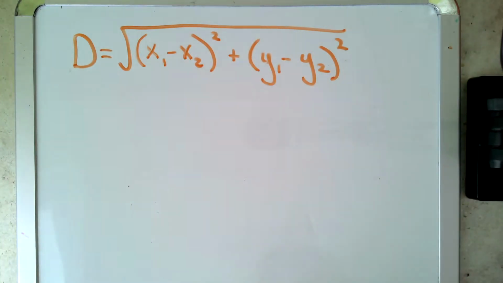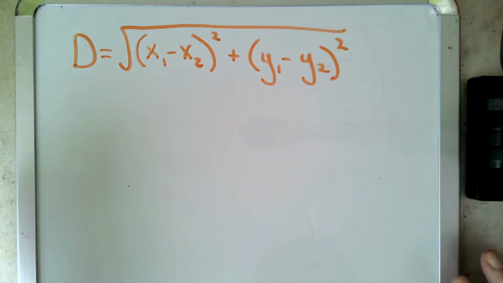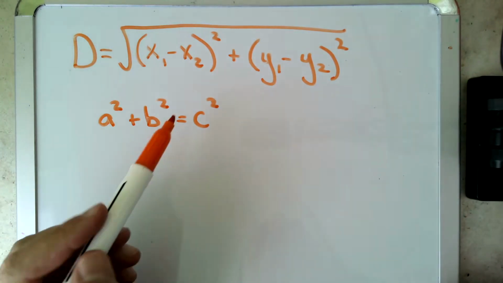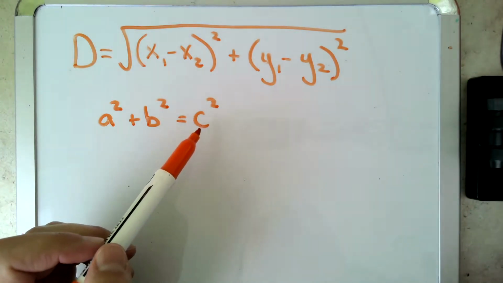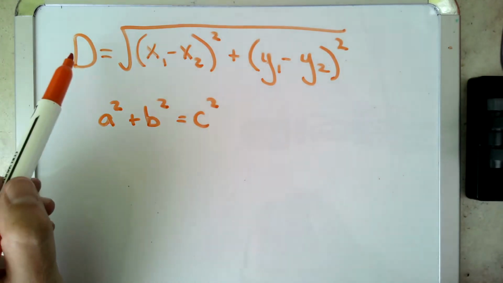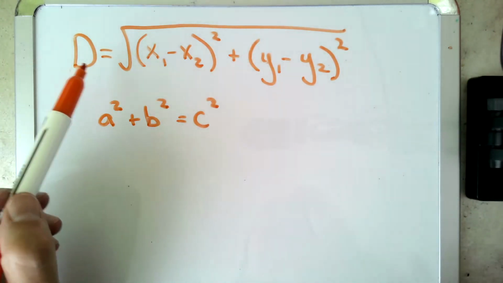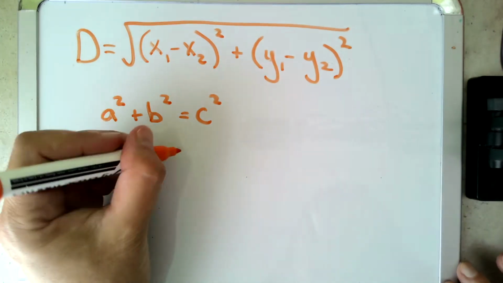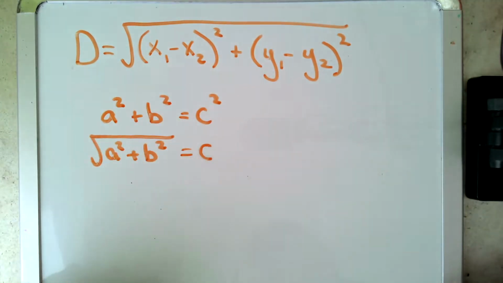But what I want to tell you is it's just the Pythagorean theorem. Okay, it's just a squared plus b squared equals c squared. Well, how is that the case? Well, let's take a look. So c in this case would be the distance. So the distance formula solves for just d. So we would start by taking our c squared and square rooting both sides. So c equals the square root of a squared plus b squared.